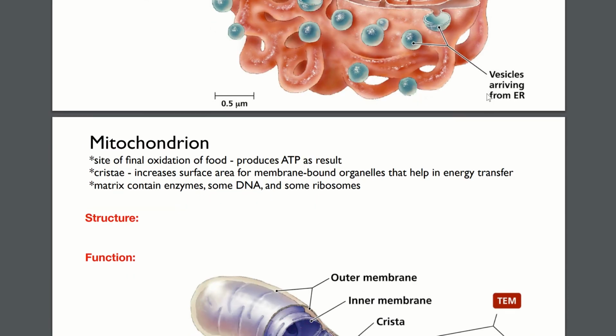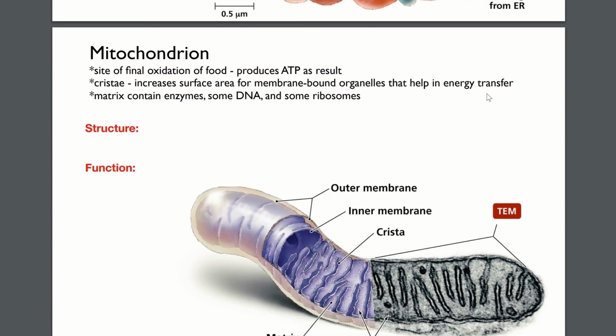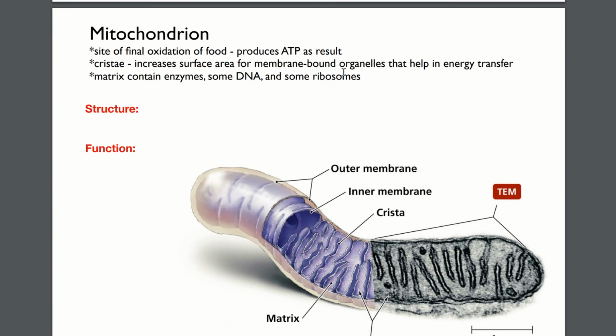And mitochondria, our favorite organelle. Mitochondria is the powerhouse of the cell, as we learned from year 8. So why is it called the powerhouse? Well, it synthesizes ATP, the most important molecule for the survival of anything, of living things.